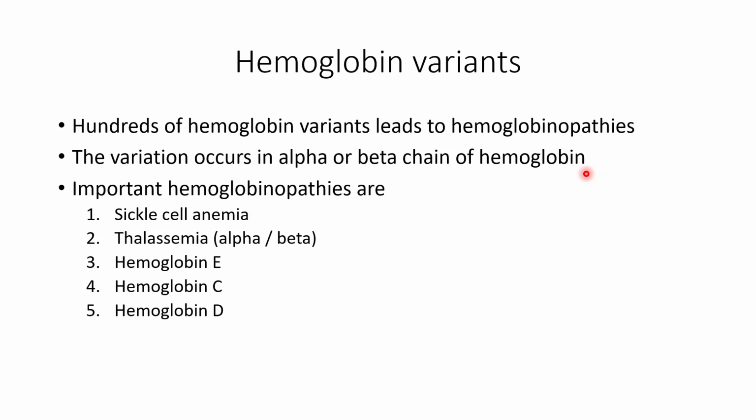Now the important hemoglobinopathies are sickle cell anemia, thalassemia, which can be alpha or beta thalassemia, hemoglobin E, hemoglobin C, and hemoglobin D.